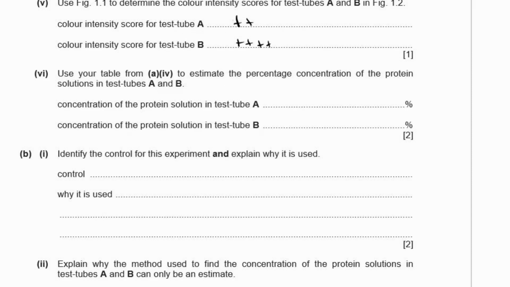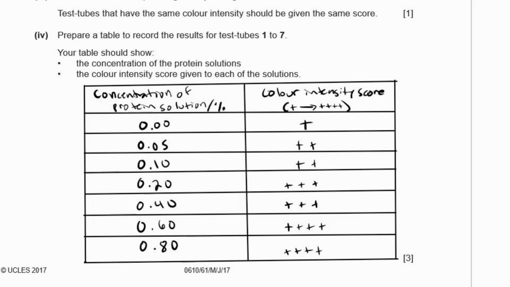Okay, 6. Use your table from A4 to estimate the percentage concentration of the protein solutions in test tubes A and B. Okay, it's an estimate. So if we have a plus plus, you could say it could be 0.05 or 0.10. You could have put down 3 pluses and you could say it's 0.20. It doesn't look like the 0.40 though. So you could put in any number between here. I'm going to write down 0.10.